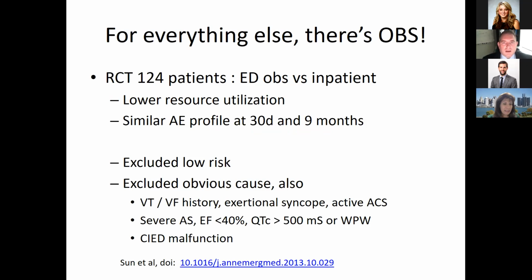But if it's not super easy in either direction, then we have obs. And we have science behind this. We know, thanks to a lot of work from Ben Sun and his cohort, that we've got randomized controlled data showing lower resource utilization in obs, with a similar safety profile at both 30 days and 9 months. So Ben's work excluded the low risk patients and excluded the high risk patients. So it really took on the ones where we have a clinical question. Okay, great. I can't admit this person easily. What do I do with them? Well, putting them in obs is probably going to be a really good idea.